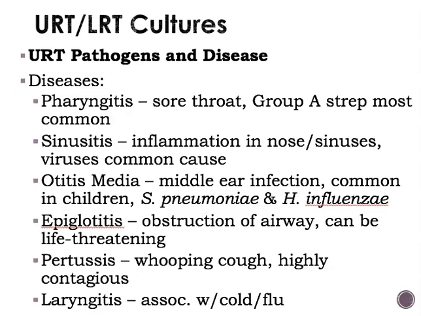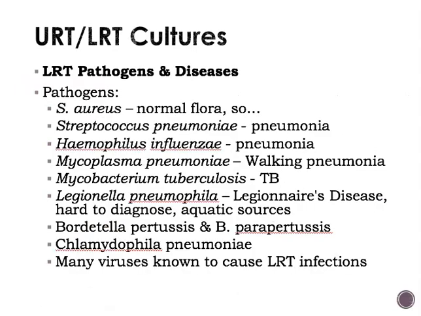Pertussis, otherwise known as whooping cough, is a highly contagious respiratory illness transmitted person to person by aerosolized droplets. It's caused by the organism Bordetella pertussis. The infection can last 6 to 8 weeks. There is a vaccine available, though we've seen more increases in cases the past several years due to folks not being vaccinated. And then laryngitis is just hoarseness or loss of voice, usually associated with the common cold or influenza.